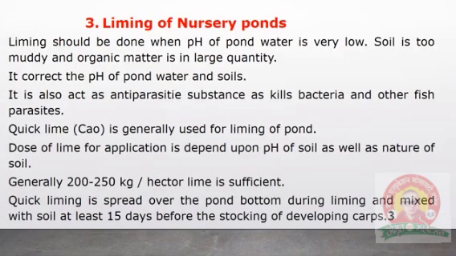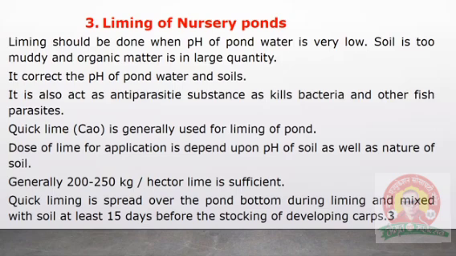Then the third title is the liming of the nursery pond. What is the use of liming? Liming should be done when the pH of the pond water is very low, and it is very effective. Quick lime is generally used for liming of ponds. Generally in our Maharashtra, 200 to 250 kg per hectare of lime is sufficient.